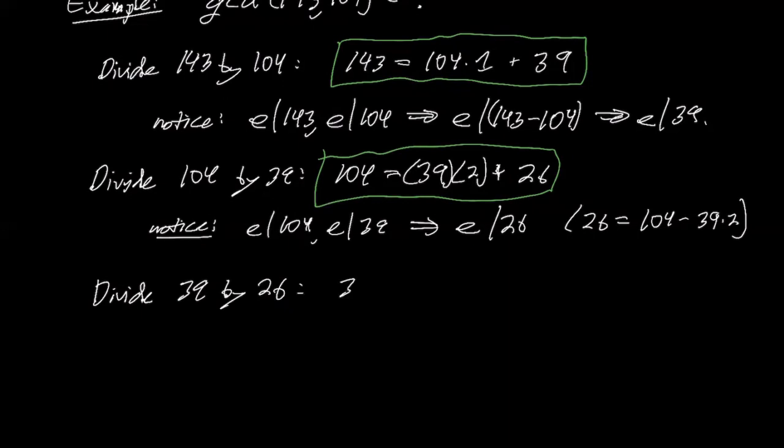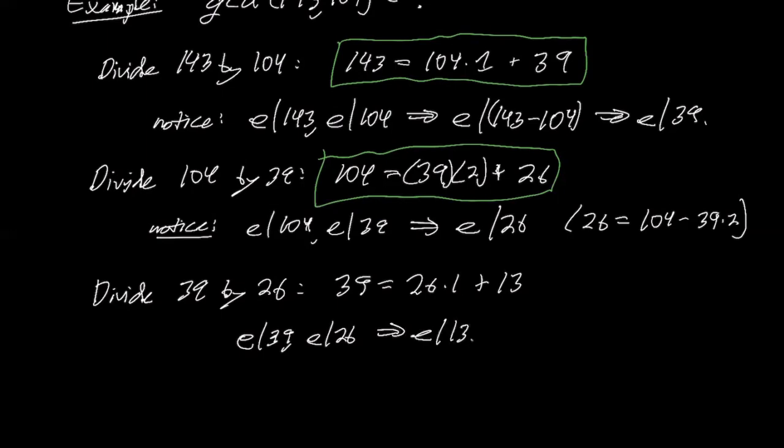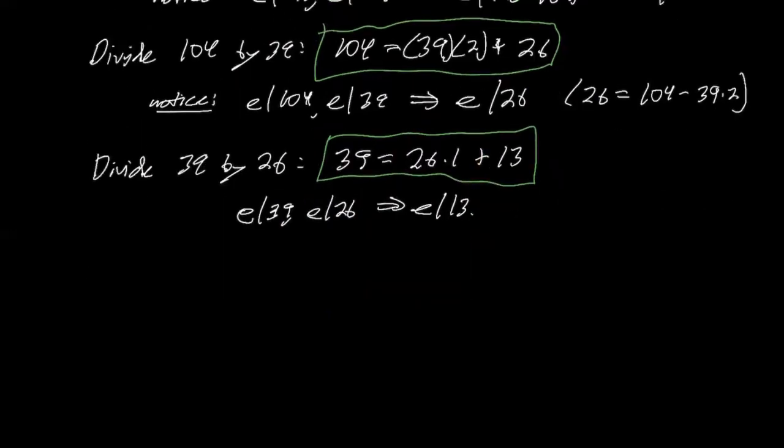39 is 26 times 1 plus 13. Again, E divides 39 and E divides 26 implies E divides 13. And there's your third step of the algorithm. Again, throw away the larger number, take these two numbers, 26 and 13, and divide 26 by 13.